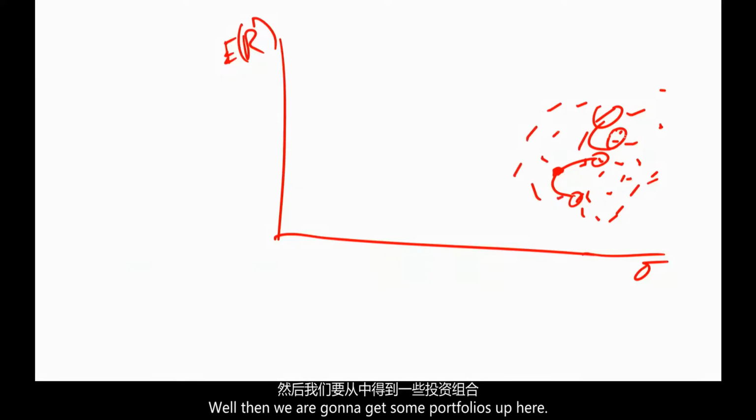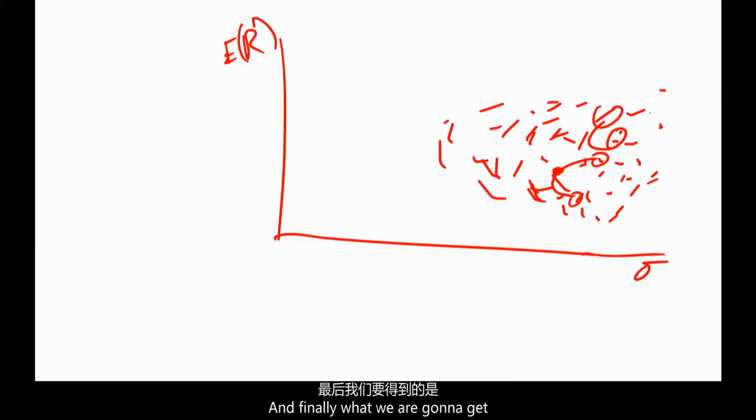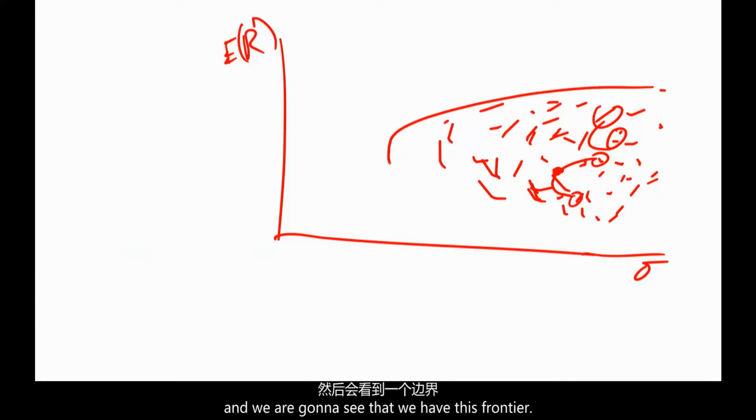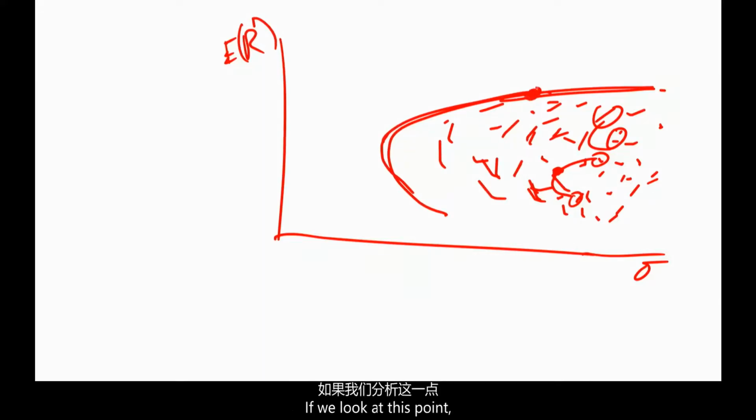Well, then we're going to get some portfolios up here, right? And then if we say, well, let's take those two asset portfolios and combine them into four asset portfolios, we're going to get something up here like this. And finally, we're going to push and we're going to see that we have this frontier, all right? So this frontier, these are the best portfolios that money can buy, right? If we look at this point, this portfolio has the highest return for this amount of risk, right? Or it has the lowest risk for this amount of return. So that's true of this portfolio, it's true of this portfolio, it's true of this portfolio.